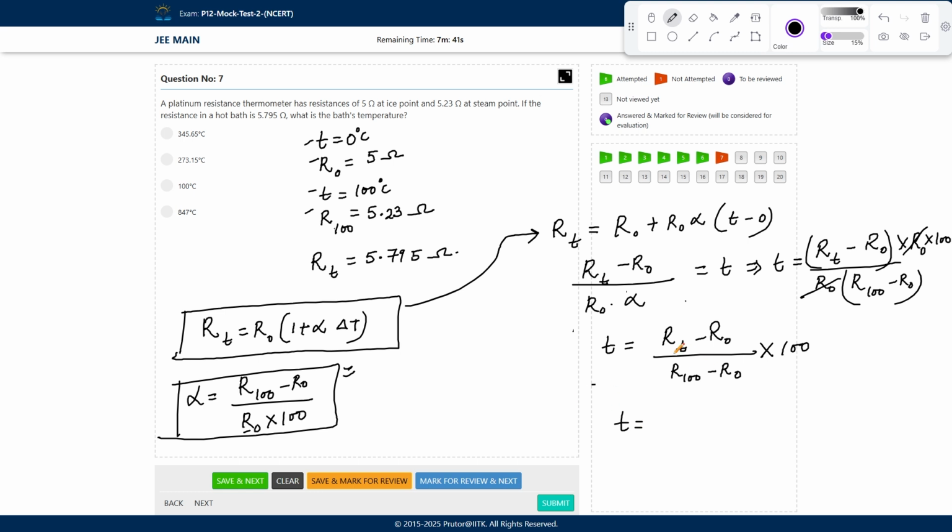So put the values. RT is given? Yes, 5.795. R naught is given? Yes, 5. Upon R100, given as 5.23, minus R naught, into 100. After solving, you will get 345.65 degrees Celsius. Got it? How to solve? So this will be the answer.